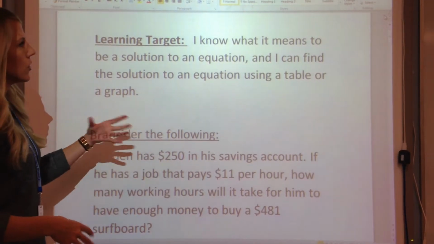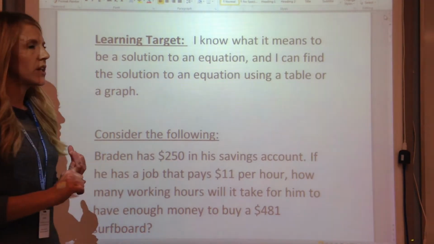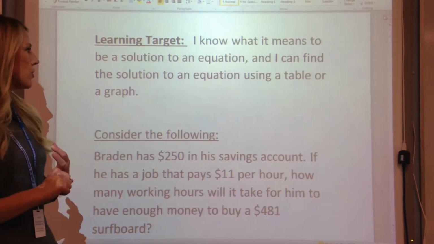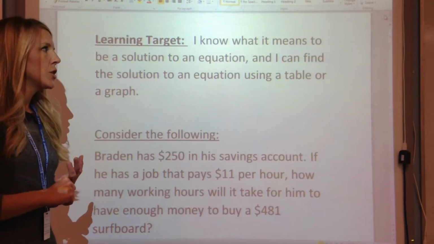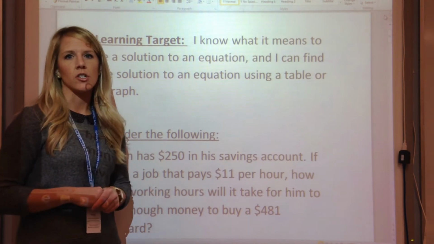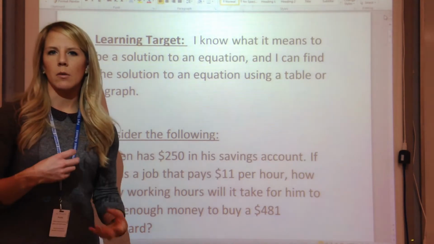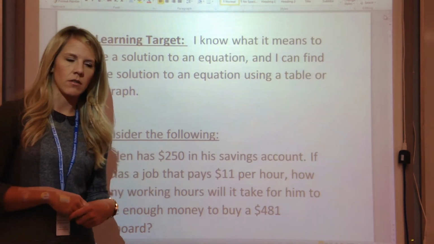So today we're going to learn and talk about what does it mean to be a solution to an equation, and then how can I find a solution using a table or an actual graph. So we're going to be looking at tables and graphs and determining if we have a solution to an equation, and actually what does it mean to be a solution. So how is that going to look? What kind of problems are we going to see and be able to answer by the end of this section?